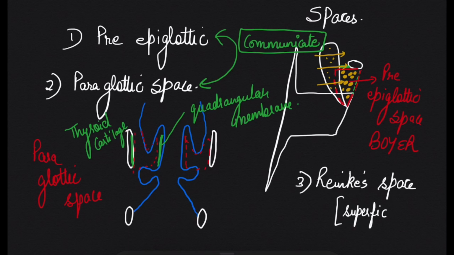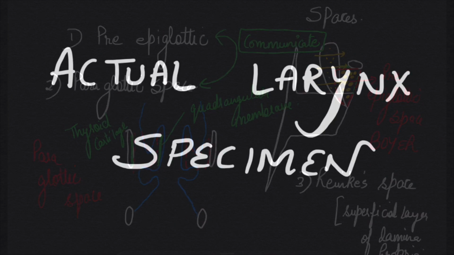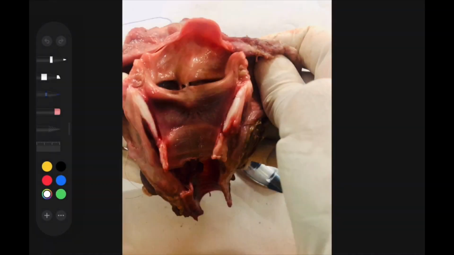Now the third space is the Reinke space, which is nothing but the superficial layer of the lamina propria of the vocal cords. This we have already read about. So now whatever we have read, we'll see it in the actual specimen of the larynx. Okay, so this is the epiglottis. I have cut this larynx into two from behind in the midline, so we are seeing it from inside.